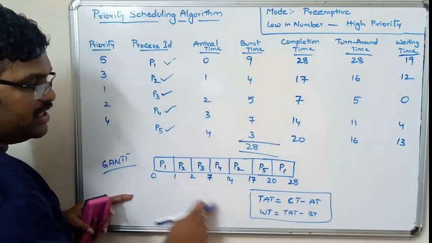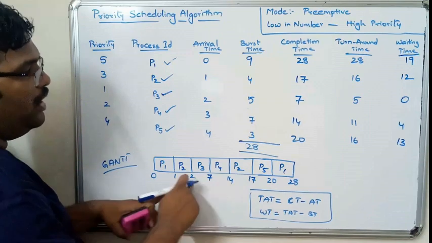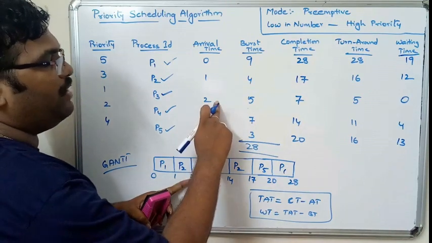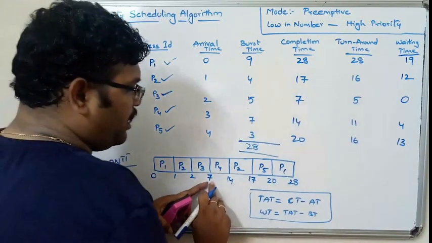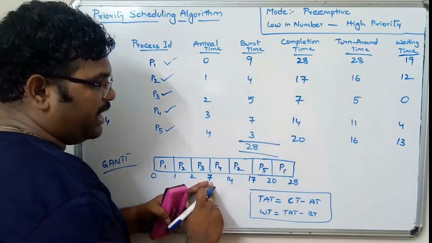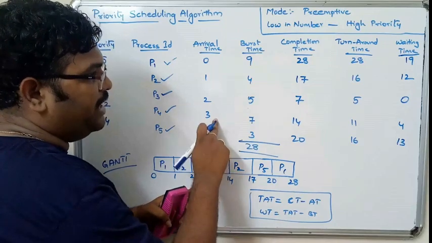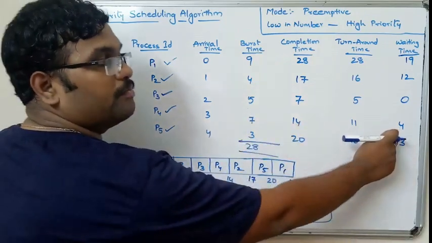Next, P3. P3 is allocated to the CPU at time 2 and its arrival time is 2. So 2 minus 2, 0. Next, P4. P4 is allocated to the CPU at time 7 and it arrived at 3. So 7 minus 3, it's 4.